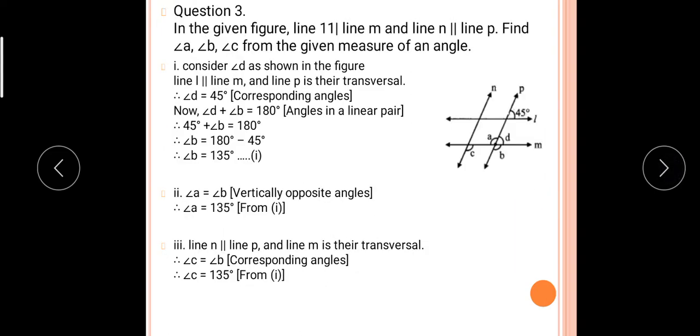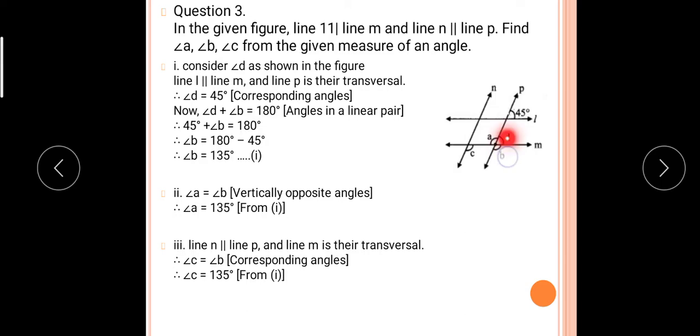Now question number 3. Here both pairs are parallel. N is parallel to P and L is also parallel to M. So we have to find out A, B, C and D. Very simple and very easy. Now observe: L is parallel to M, P is a transversal. This angle is equal to D because of corresponding angles, and therefore angle D is equal to 45 degree.